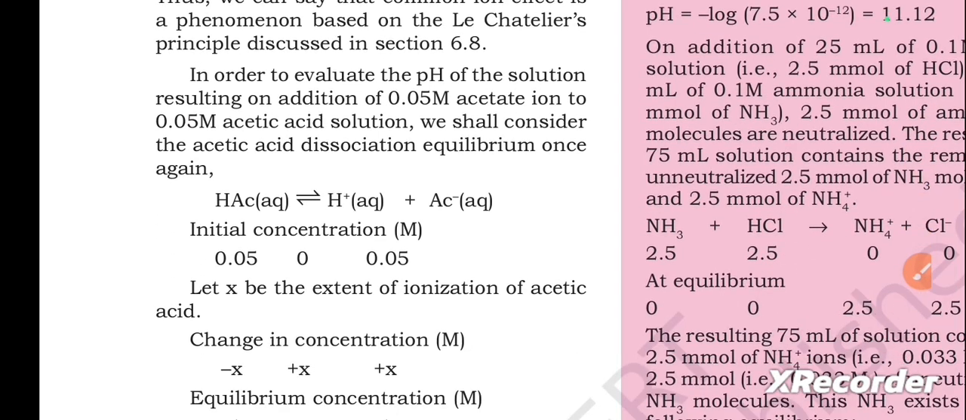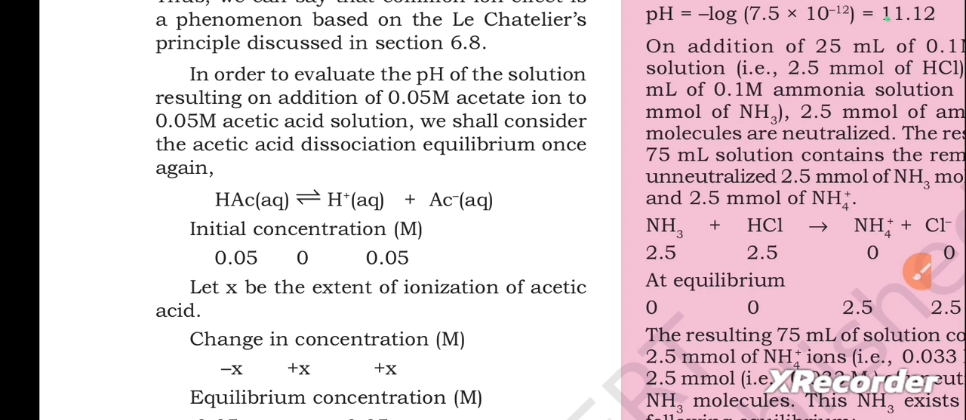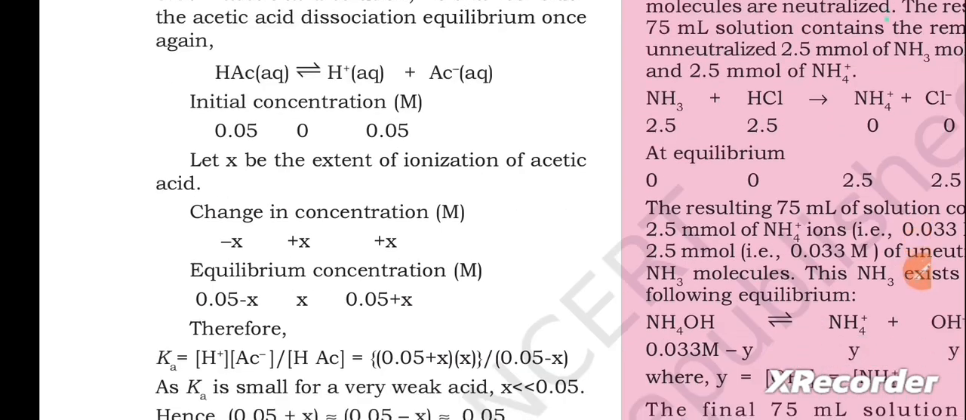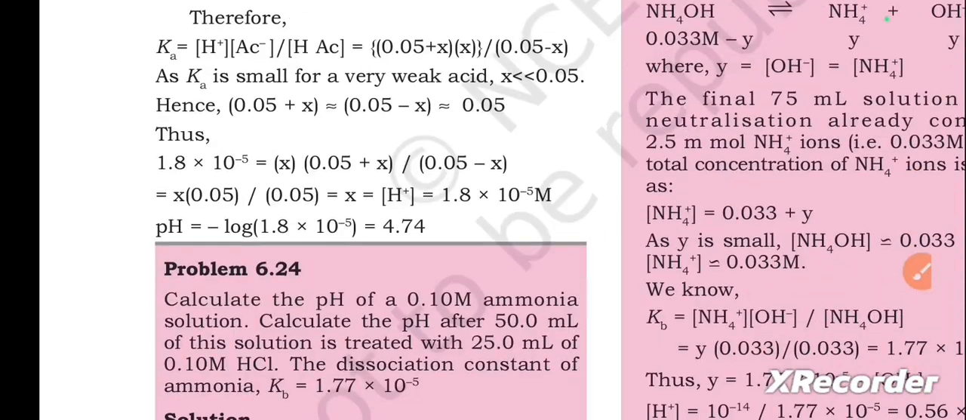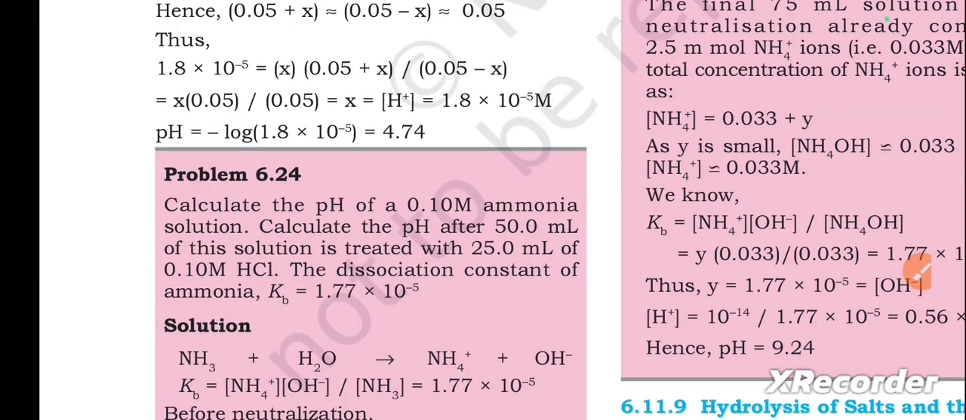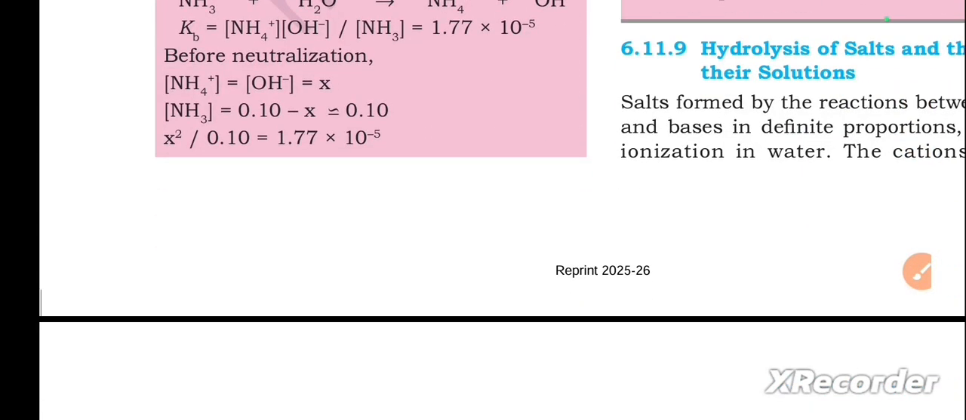6.8. In order to evaluate the pH of the solution resulting from addition of 0.05 M acetate ion to 0.05 M acetic acid solution, we shall consider the acetic acid dissociation equilibrium once again. HAc gives rise to H+ and Ac-. So here is the derivation, please check it out. Overall, pH comes to 4.74.